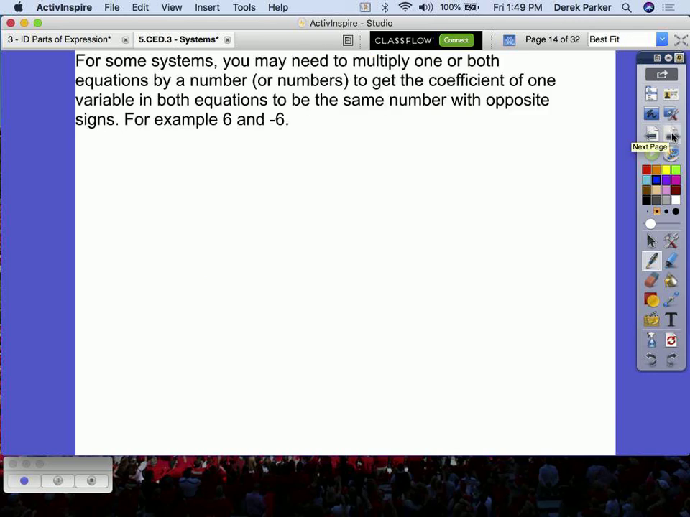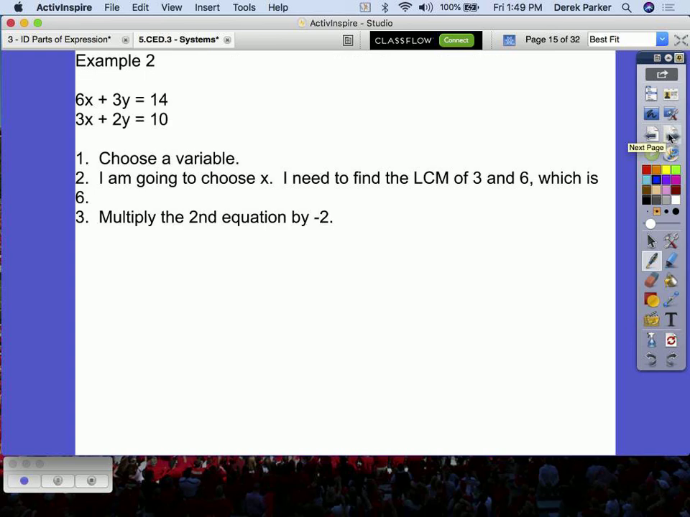Okay, now, for some systems, you may need to multiply one or both equations by a number or numbers to get the coefficient of one variable in both equations to be the same number with opposite signs. For example, 6 and negative 6. Okay, as you can tell, I've got two problems here. I've got 6x plus 3y equals 14 and 3x plus 2y equals 10. But here's the problem. None of my coefficients are the same. And to do the elimination method, I need my coefficients to be the same.